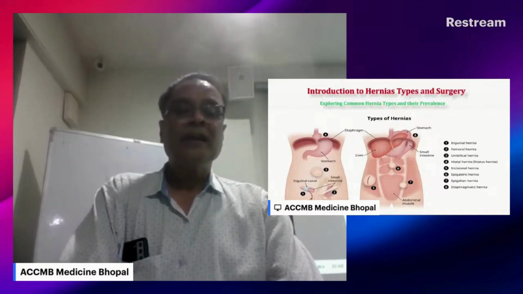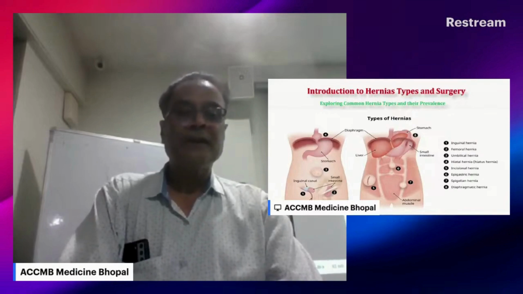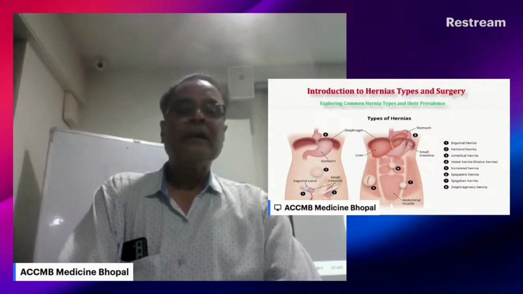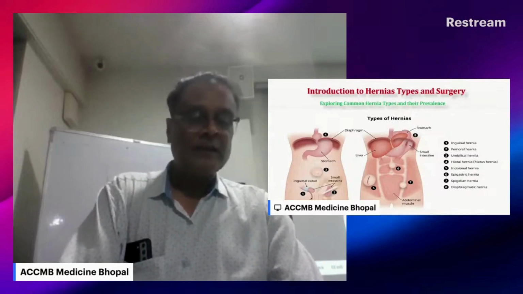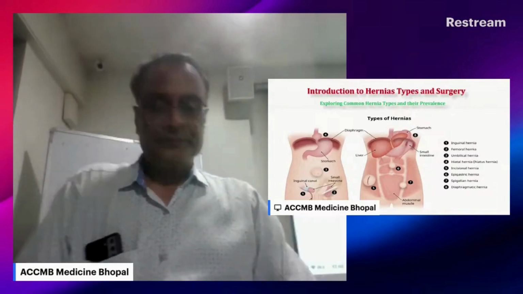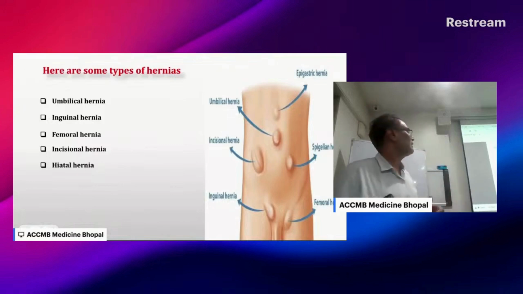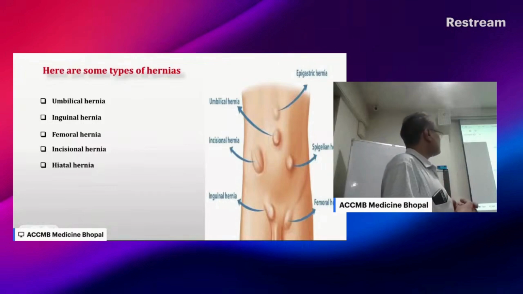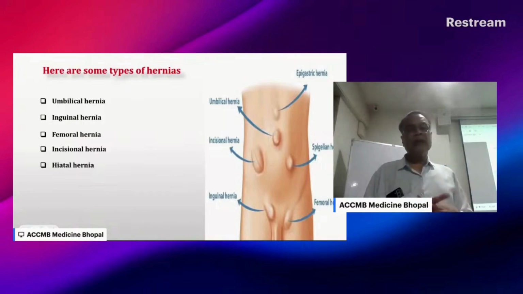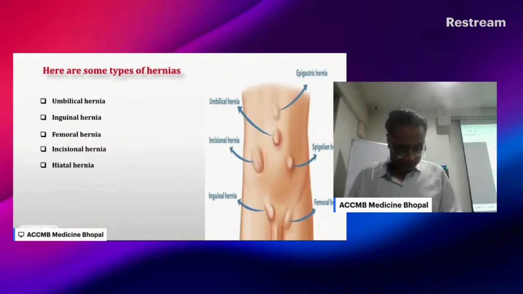Then we can have an epigastric hernia, Spigelian hernia and diaphragmatic hernia. Diaphragmatic hernia could be due to weakness in the diaphragmatic muscle. Through previous LSCS, even the scar for abdominal hysterectomy, they are developing incisional hernia.